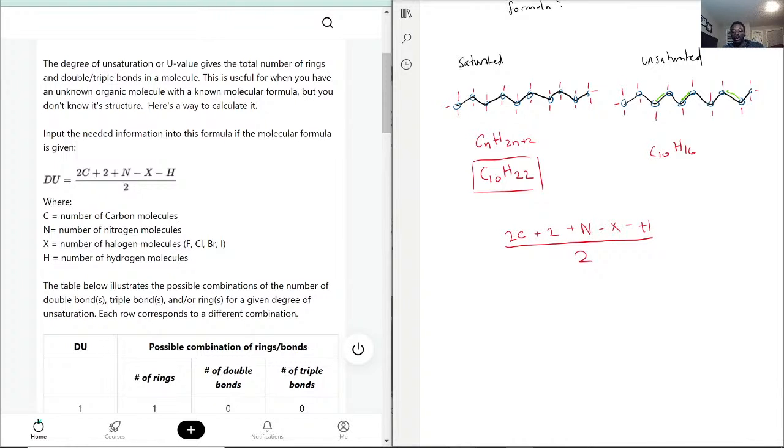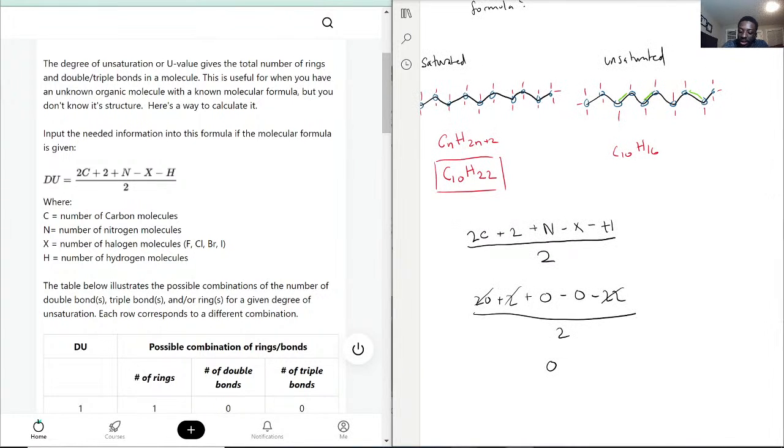And in fact, we're going to use this formula to work on the 2 examples up here, because I predict that this saturated one will give us an answer of 0, and this unsaturated one will give us an answer of, I believe, 3. So now let's find out. 2C, so that's 10 times 2, that's 20, plus 2, plus 0 because there's no nitrogen, minus 0, there are no halogens, and then minus 22. Wow, and that equals 0, because these will cancel out with the 22.